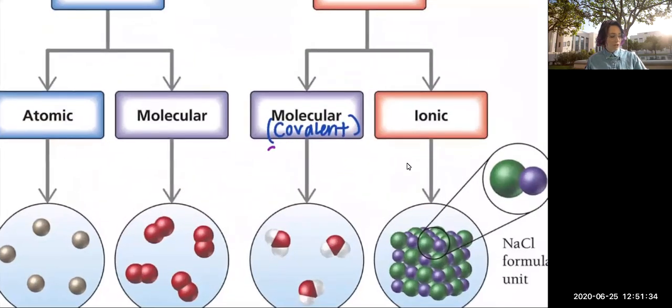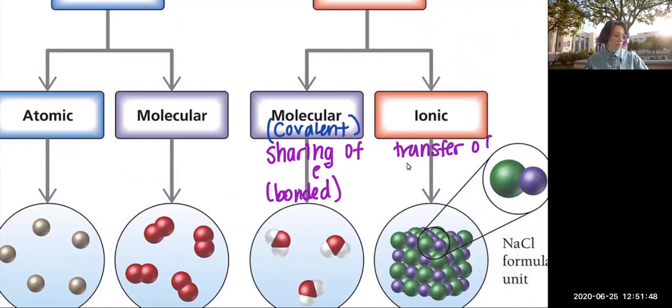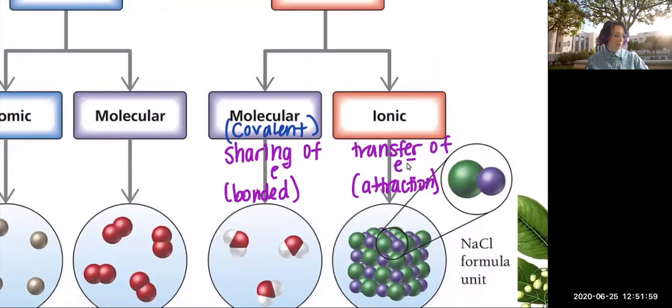So here we have a sharing of electrons, held together with a bond. They're bonded together. And here we have that transfer of electrons we talked about with sodium chloride. They're held together with an attraction between a negative and a positive, and they don't actually touch. I don't like that this drawing shows them touching. They don't touch each other, they're just close to each other because they're very much attracted to each other.